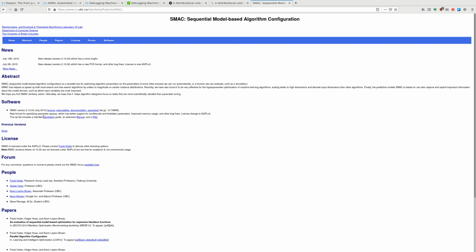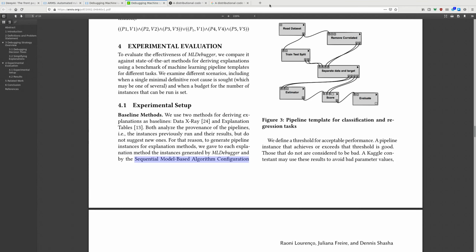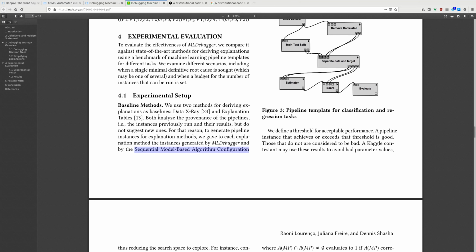Finally, the predictive model SMAC is based on can also capture and exploit information about model domains, such as which input variables are most important. We hope you find similar use. Ultimately, we hope to help algorithm designers focus on tasks that are more scientifically valuable than parameter tuning. Okay, so that was SMAC.